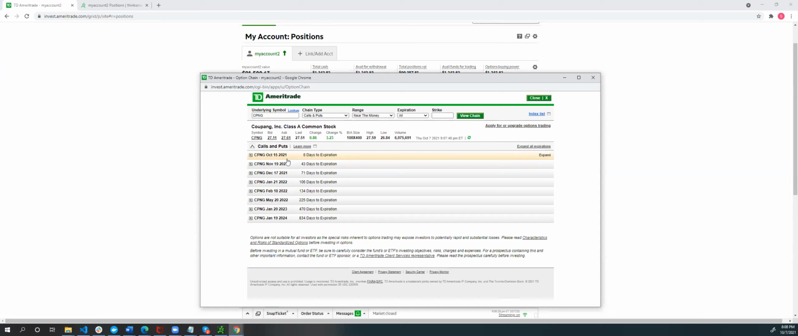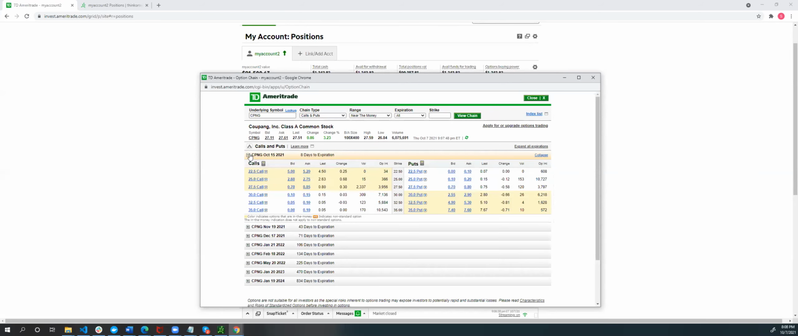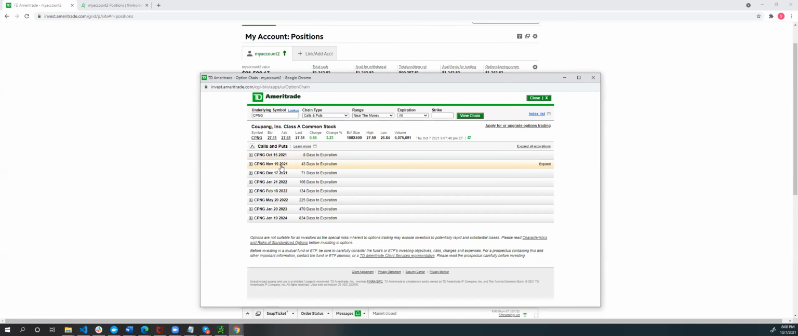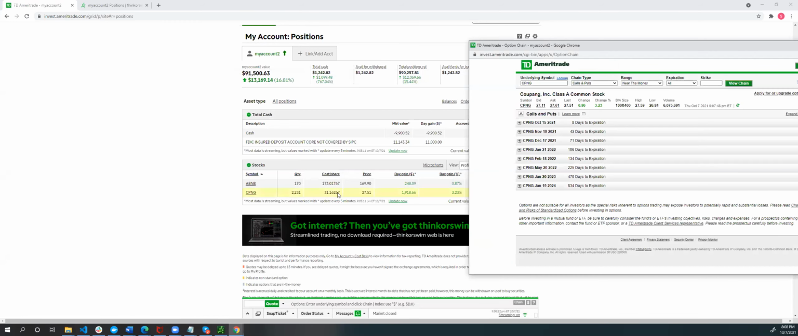So you can see that there are options expiring. So we can actually trade either October 15th or November 19th. Since it's only one more week, option premiums are going to be very less. I'm going to just pick November 19th. So the current stock price is 27.11. That's the bid right now. And as showed earlier, the price we got it for 27.51.